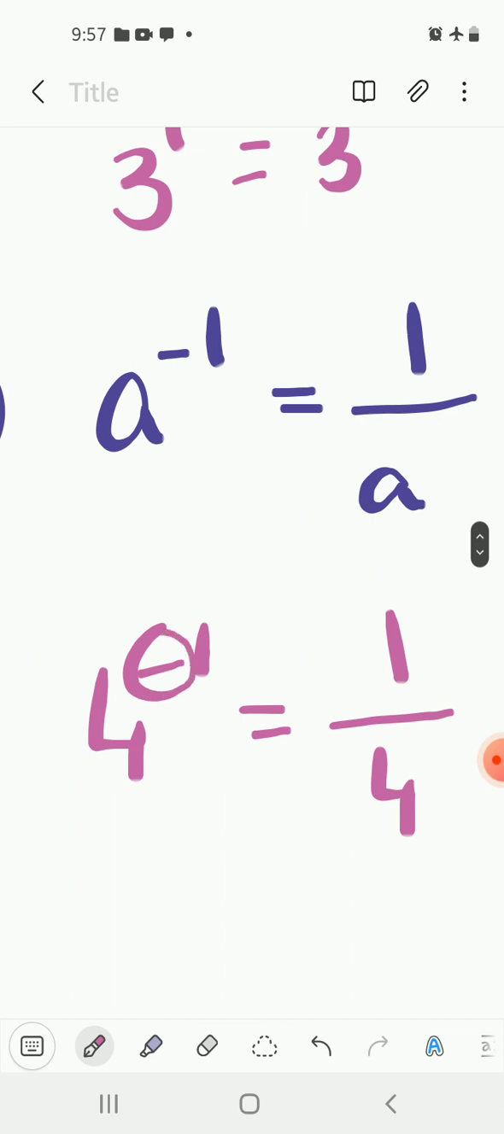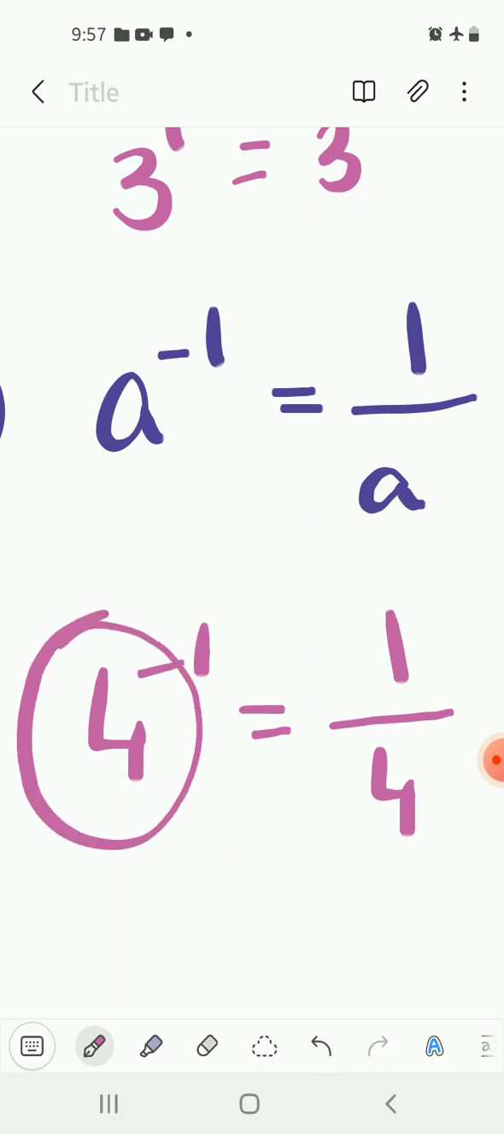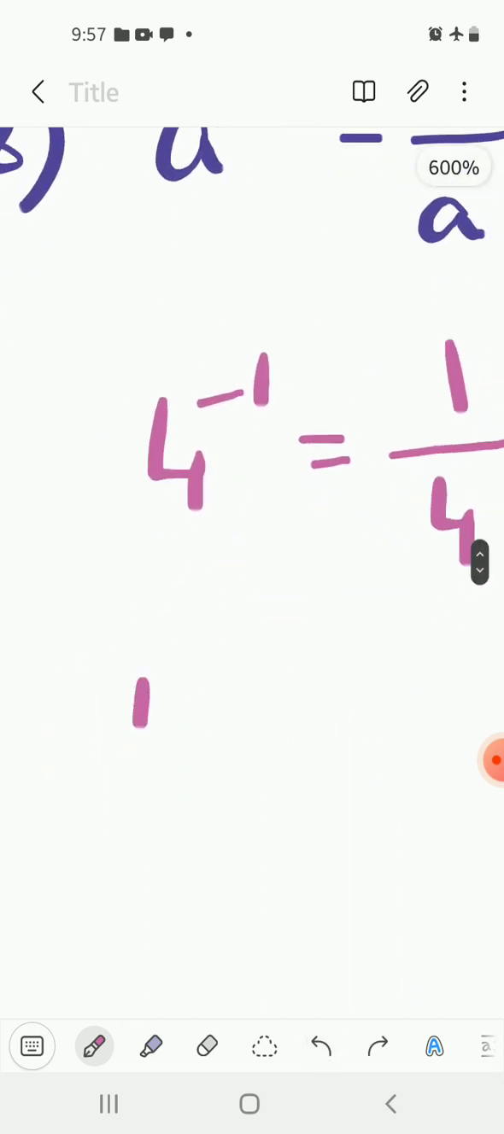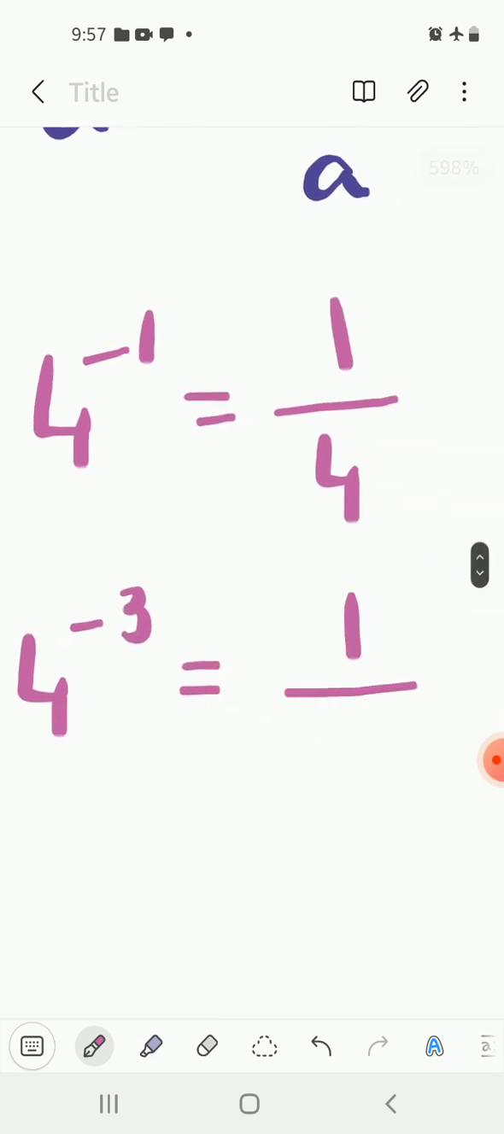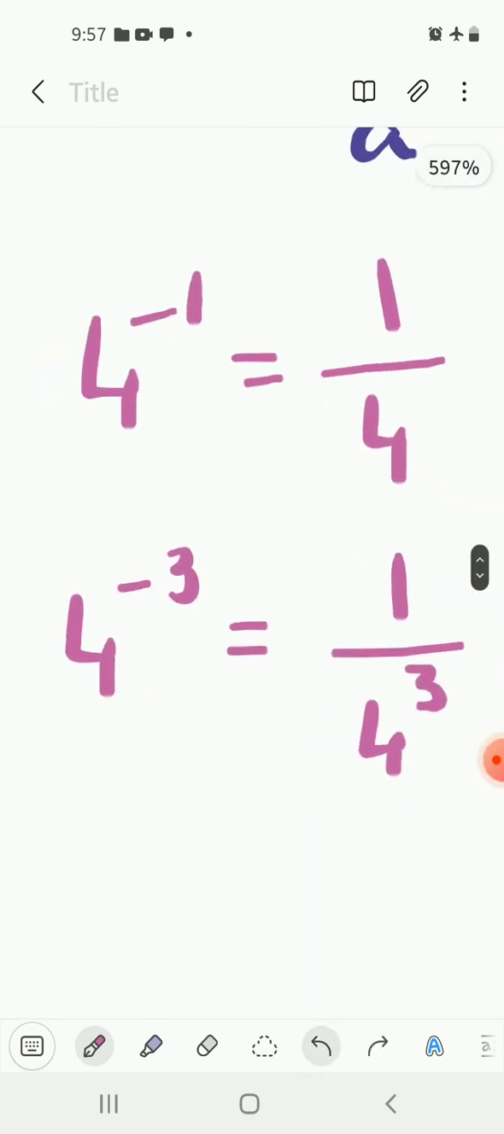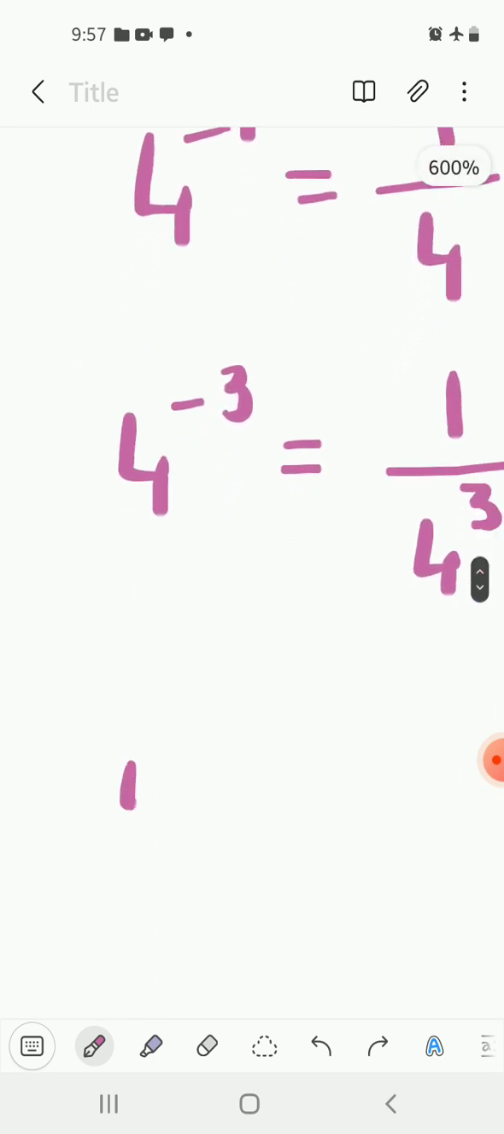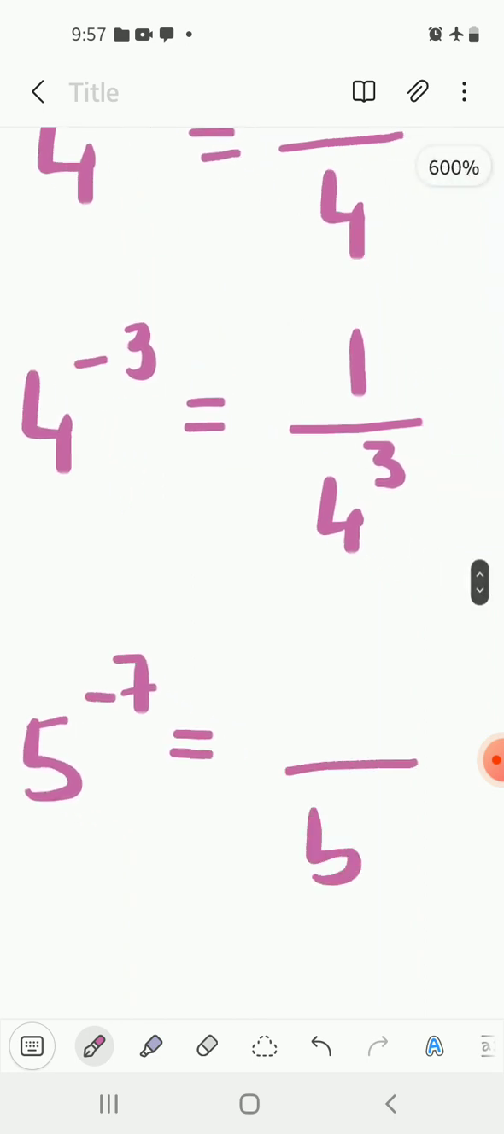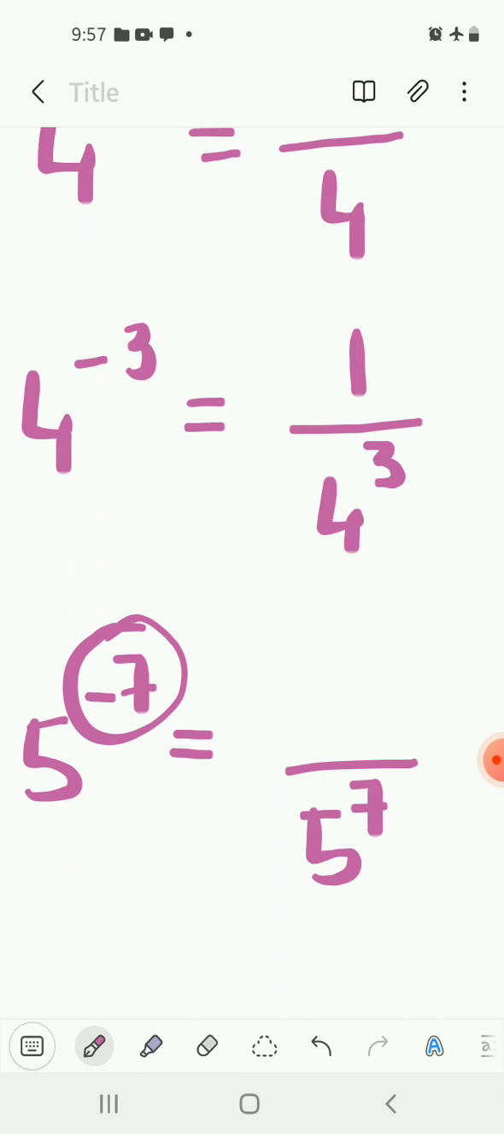In order to remove this minus sign, you have to make this reciprocal. 4 becomes 1 by 4. If we take another example, 4 to the power minus 3. It means 1 by 4 and the power 3 remains the same. Only in order to remove this minus sign, we have to make this its reciprocal, 1 by 4. Let's take another example, 5 to the power minus 7. So 5 to the power 7 remains the same, but to remove the minus sign, this becomes reciprocal.